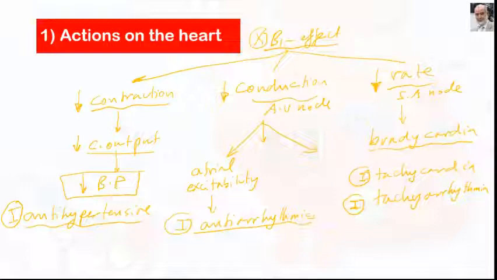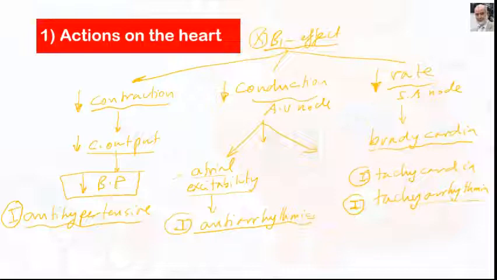So in this case, if there is more atrial overexcitability, we use beta blockers because it prevents the spread of this atrial overexcitability to the ventricle. Also, they are used in certain types of tachyarrhythmia. This is another indication. Okay.